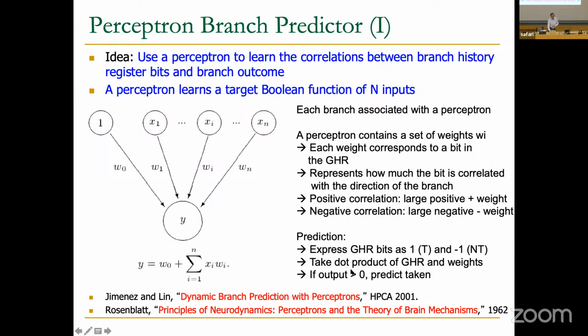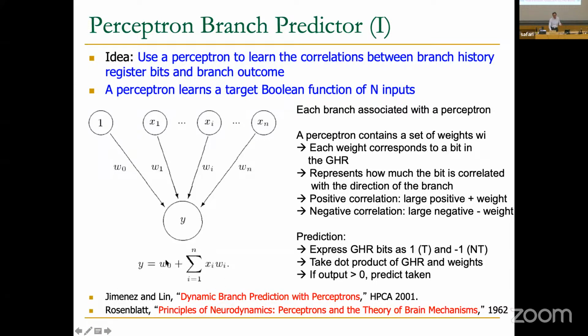But if the output is greater than 0, you predict the branch as taken. Okay? This makes sense because output greater than 0 means that you're positively correlated with the taken outcomes more than you're correlated with the not taken outcomes, let's say. If the output is negative, then you predict the branch as not taken. And this is basically what this equation shows.